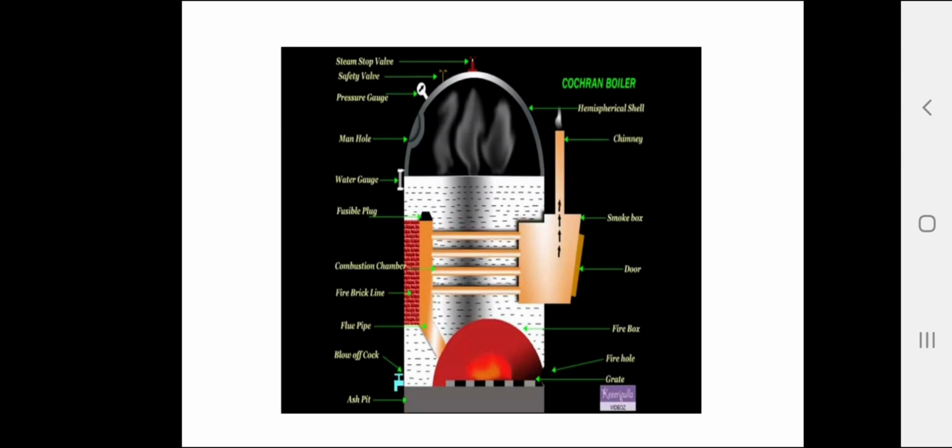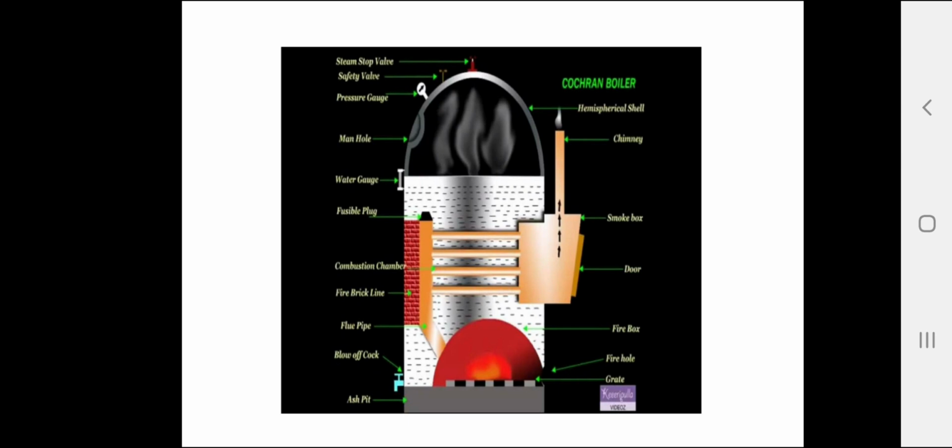So this is about the Cochran boiler. You can see this figure. You can find different parts at the bottom. There is an ash pit, and the furnace is there. When coal is burned, the ash is collected in the ash pit. The grates are there, and the fire hole is there. Through the fire hole the fuel is inserted and combustion takes place.